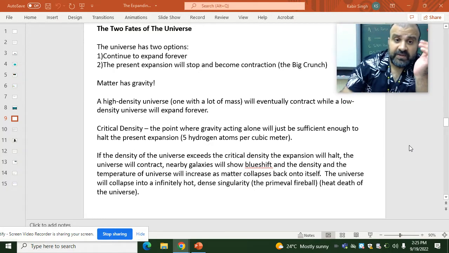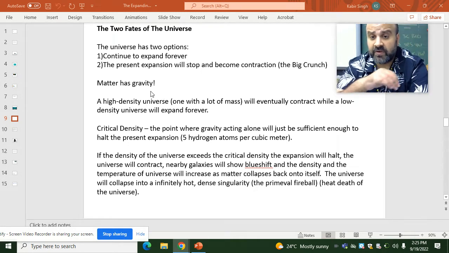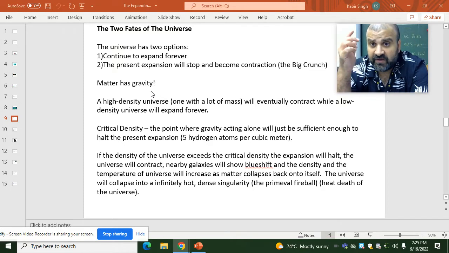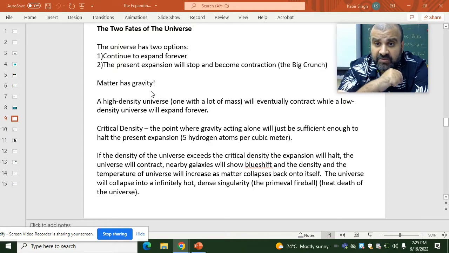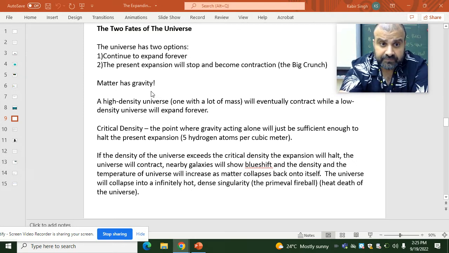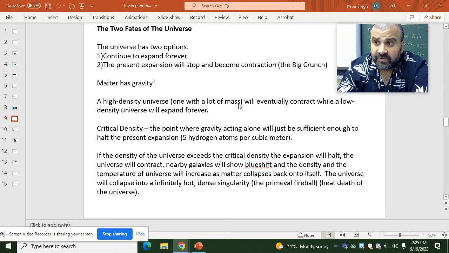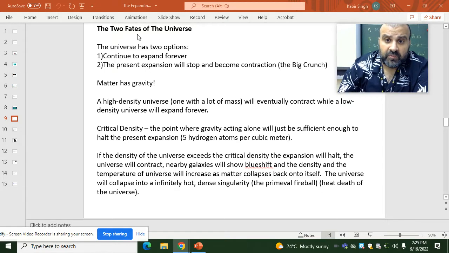Crucial to all of them is that matter has gravity. All the matter has gravity. A single atom of hydrogen has gravity. You have gravity. Everything has gravity. The more massive an object is, the more gravity it has. So, a high density universe, one with a lot of mass, will eventually contract and go through the big crunch, whereas a low density universe will expand forever. So those are the two theories.